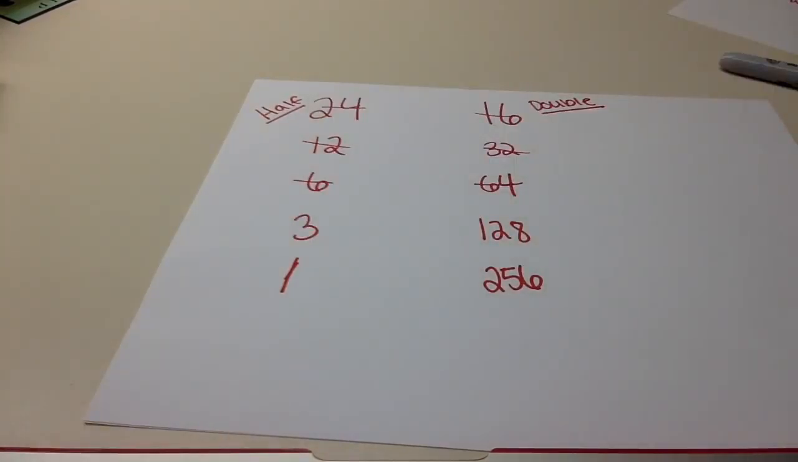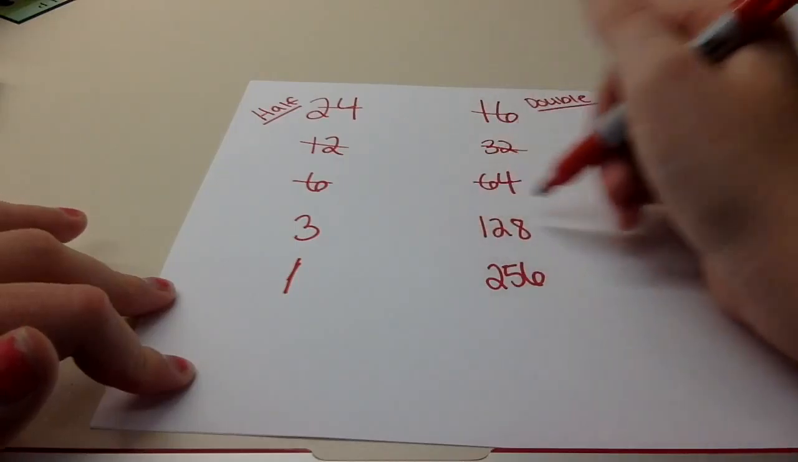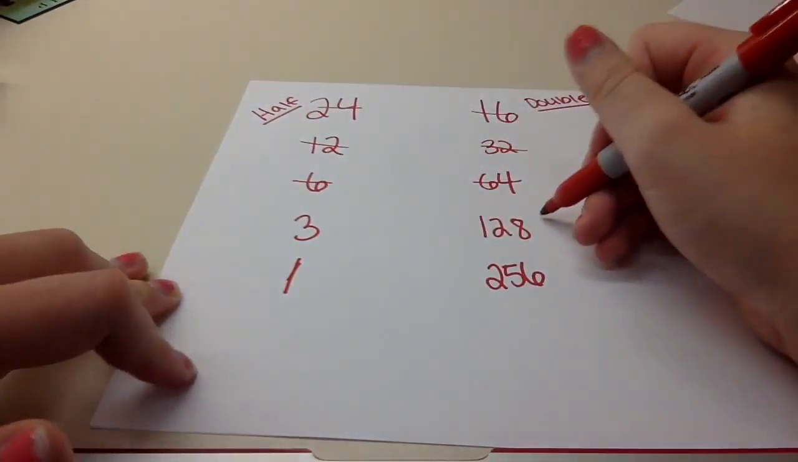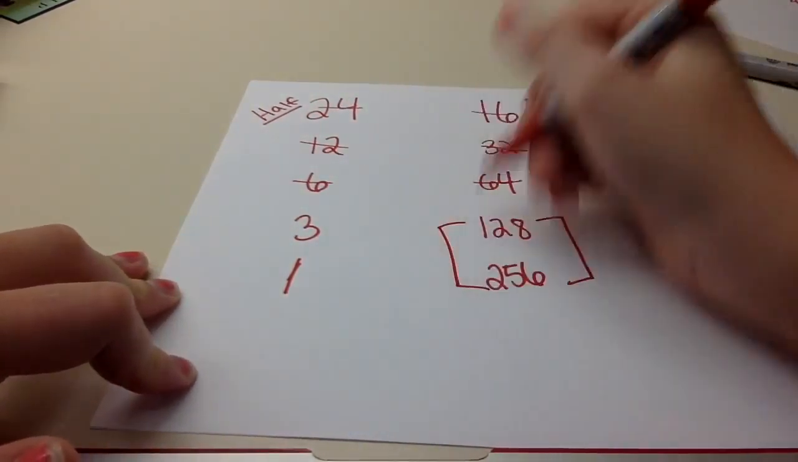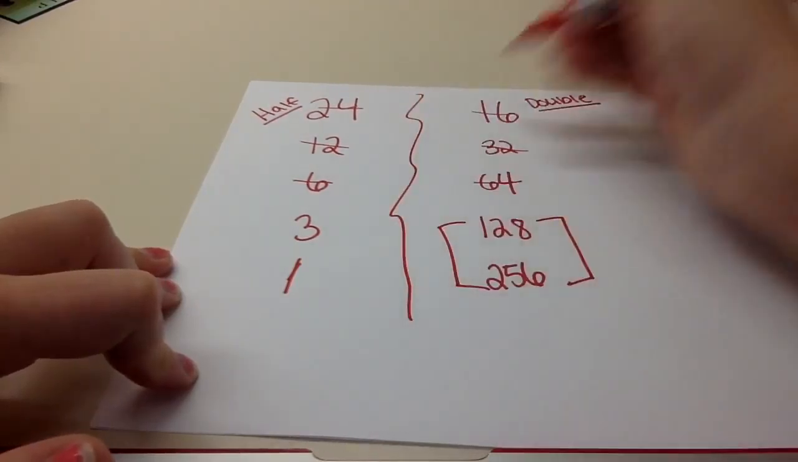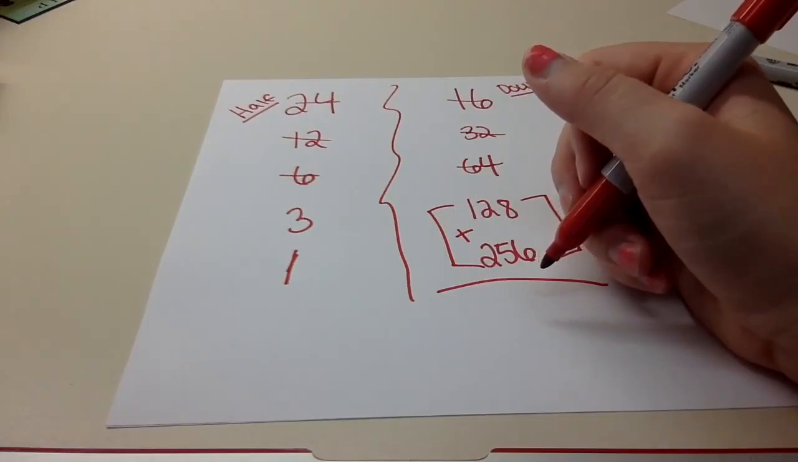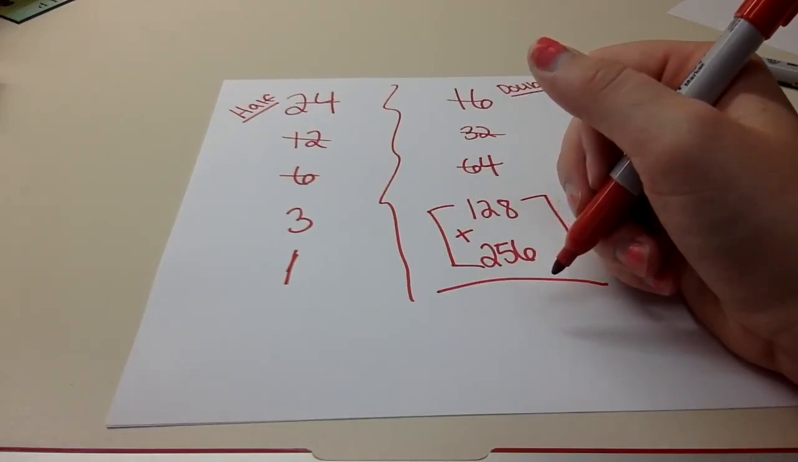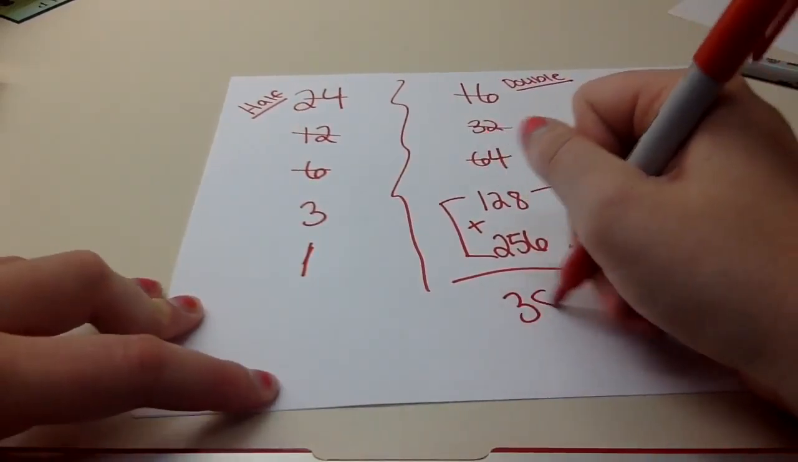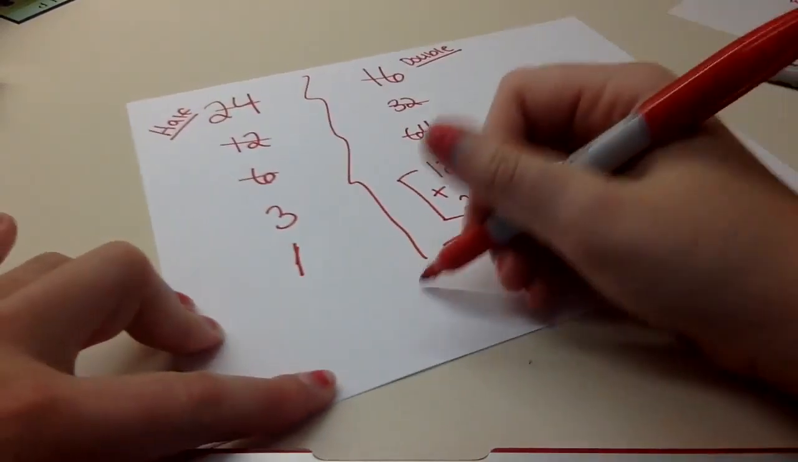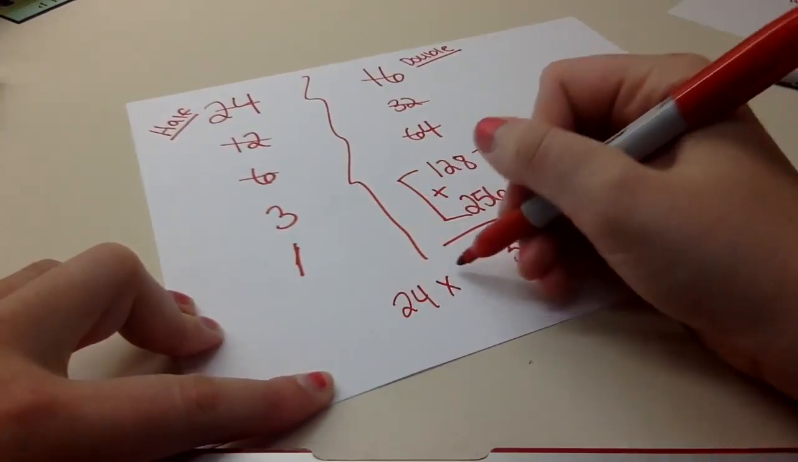So then what you do is you add up the numbers in the double column. You ignore these, and you add up the numbers in the double side column. So 128 plus 256 gives us 384, which is the correct answer to 24 times 16.